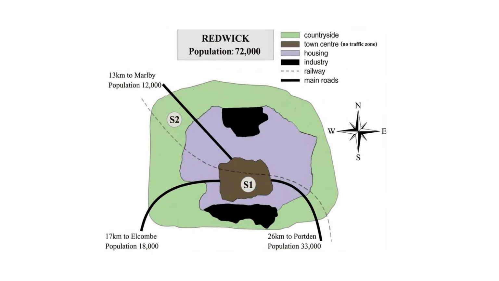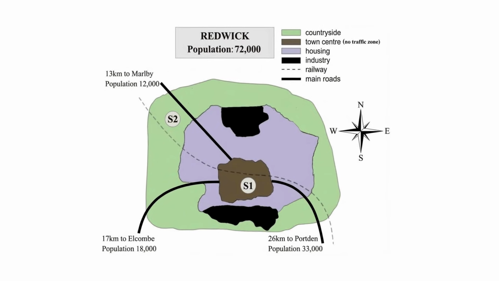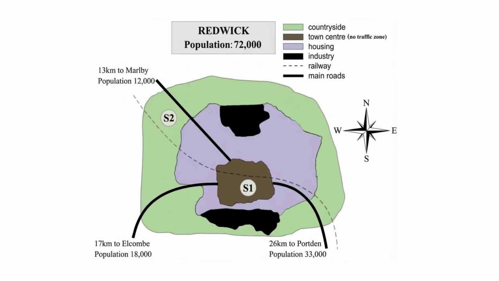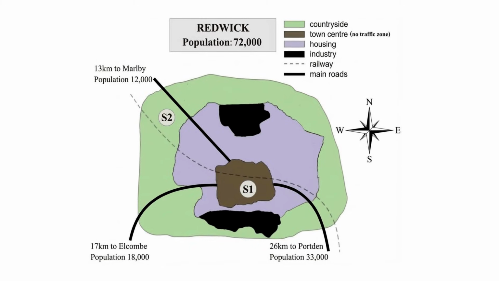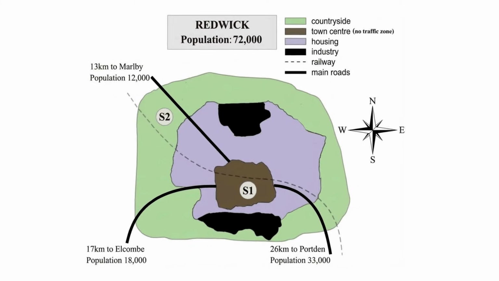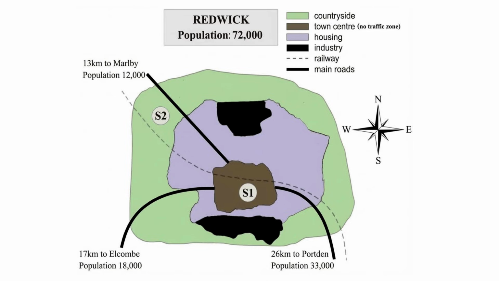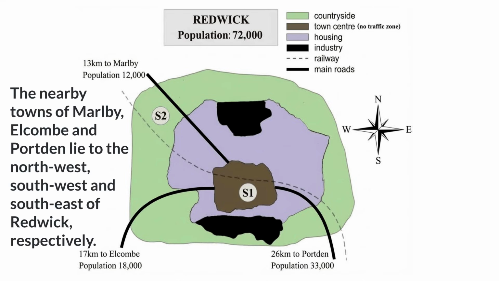Now let's look beyond Redwick to its neighboring towns. If you move your eye to the northwest, you'll see Marlby. Looking down to the southwest, you'll find Elcombe, and to the southeast, there's Porton. Each town shows its distance from Redwick and its population, which helps us think about potential supermarket customers. Here's one clear sentence describing this. The nearby towns of Marlby, Elcombe, and Porton lie to the northwest, southwest, and southeast of Redwick, respectively.